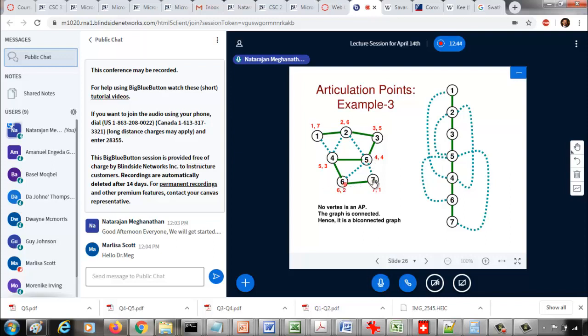Now from 6 you can go to 7, not visited yet, so this is called a tree edge. So push 7 to the stack. Now from 7 you have an edge to 5, which is already visited, pushed into the stack. So we should call this edge between 7 and 5 a back edge. From 7 we cannot go further down anywhere to a new vertex.